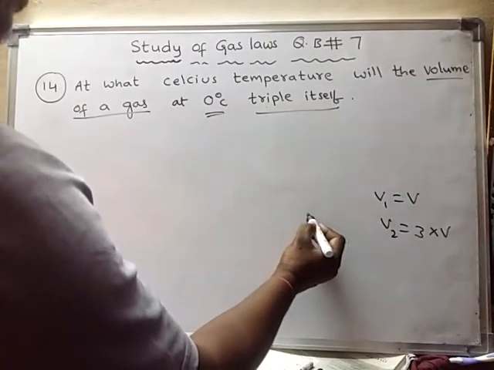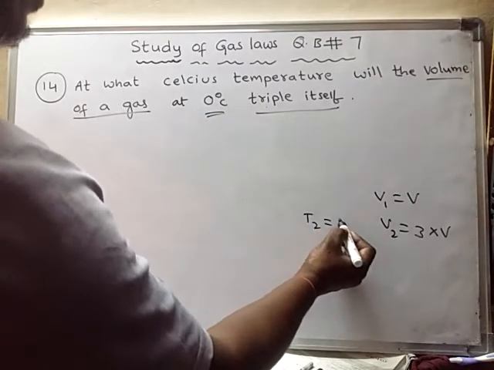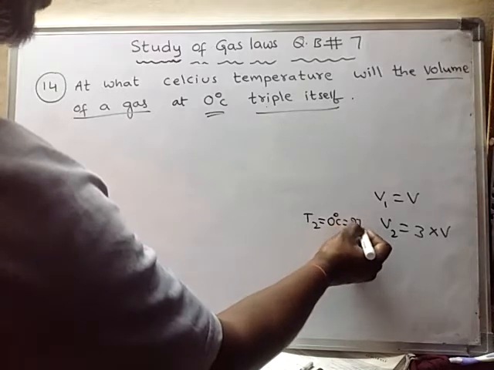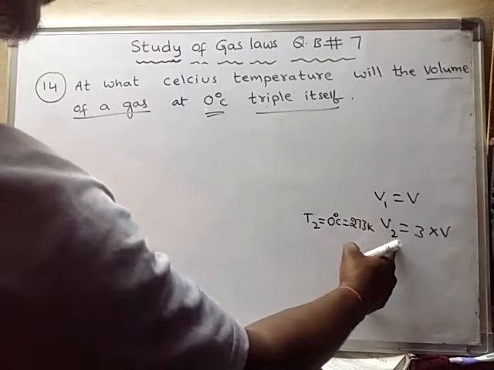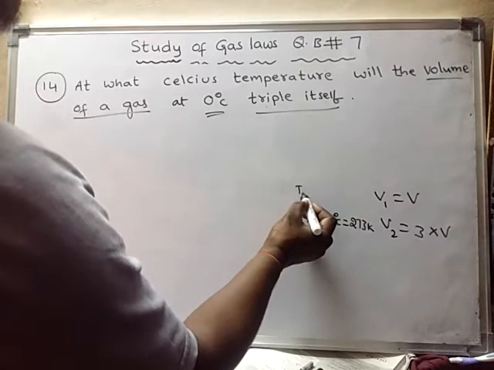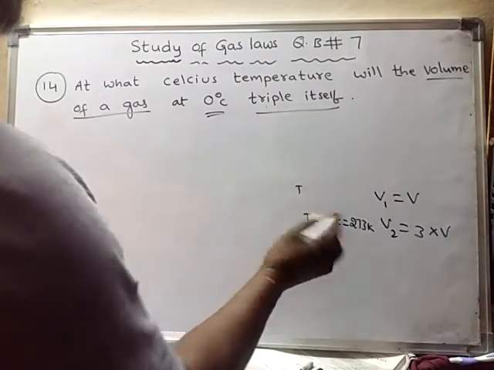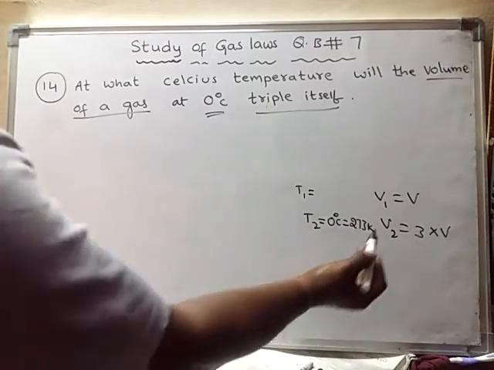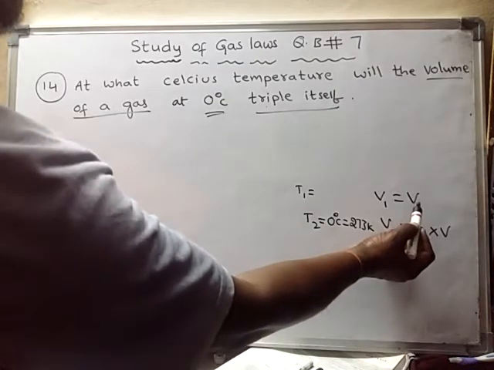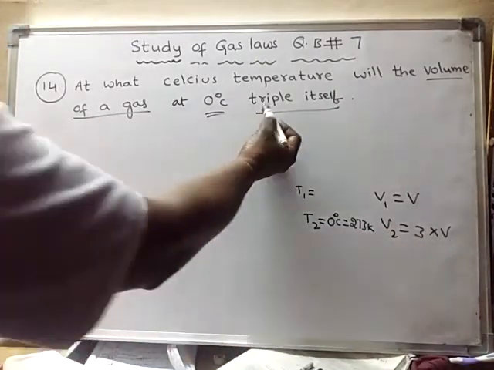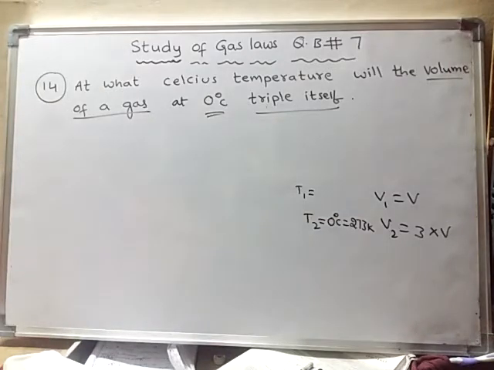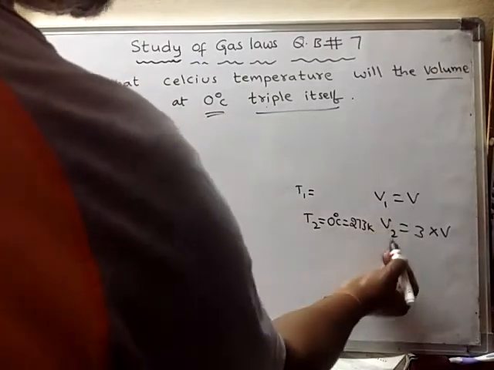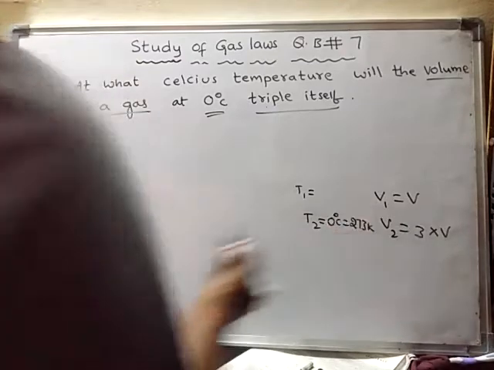So that means when the temperature is equal to 0 degree centigrade, that means 273 Kelvin, then the volume is tripled. If the gas is heated from 273 Kelvin, the volume will become from V to 3V. That means the volume is tripled, meaning the volume becomes 3 times its initial volume. If the initial volume is V, then the final volume should become 3 times its initial volume.